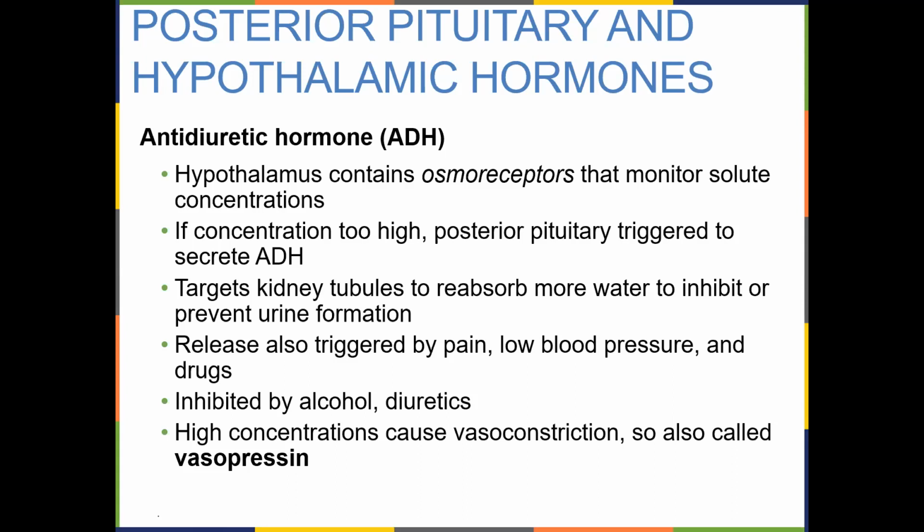So the hypothalamus is going to monitor our salt levels. If we get too salty, it's saying, hey, we're thirsty. We need more water. Stop peeing. That's essentially what happens. We stop peeing.